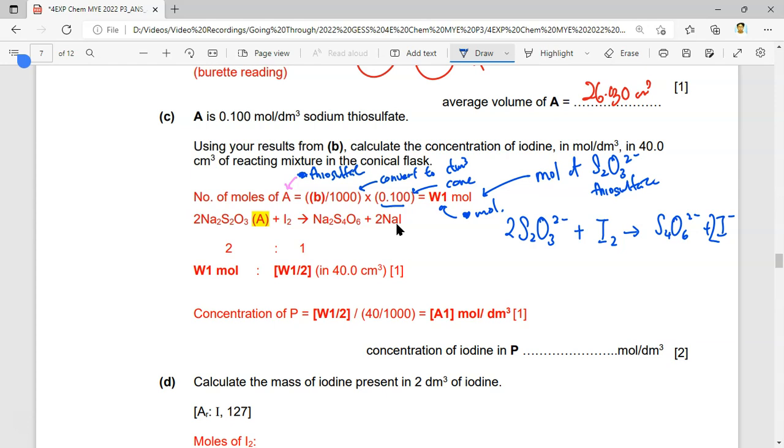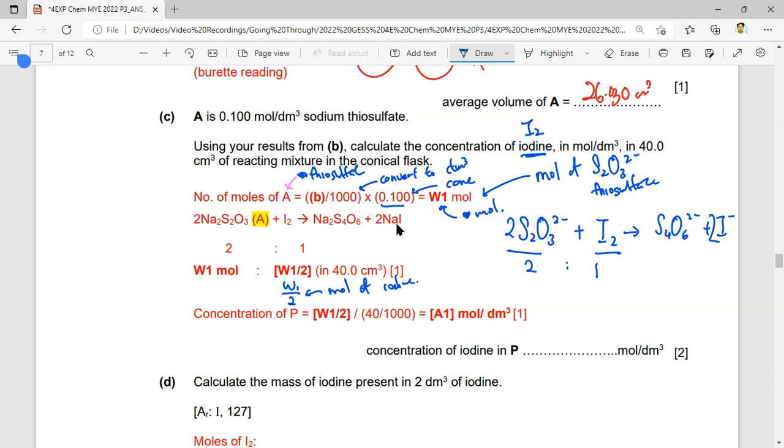So you know that the ratio between the thiosulfate and the iodine, this is iodine, so it's I2. Many of you thought iodine is iodide. Please know the difference. Iodine is I2. Iodide is I minus. So be very clear about it. So I know the ratio will be 2 is to 1. Whatever mole that I have here, this is the mole of thiosulfate, I need to divide by 2. So this is actually W1 divided by 2. This is the mole of iodine.